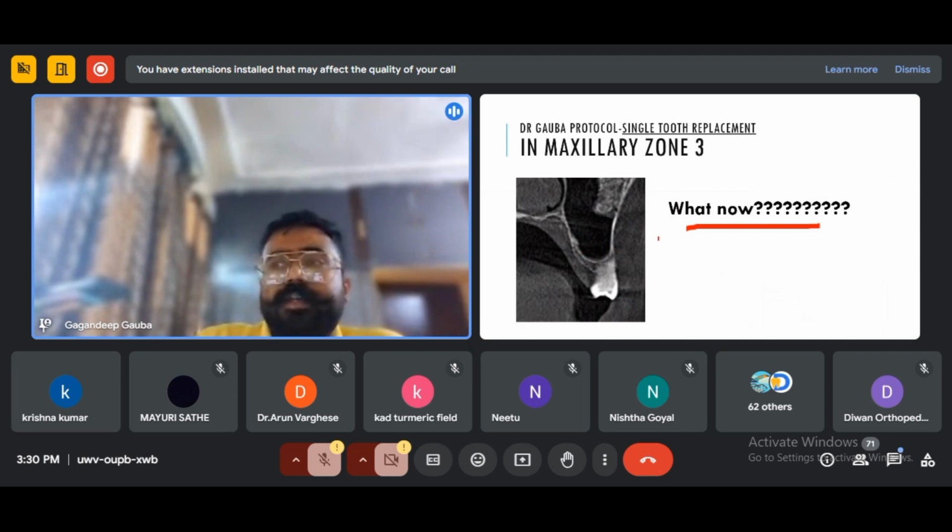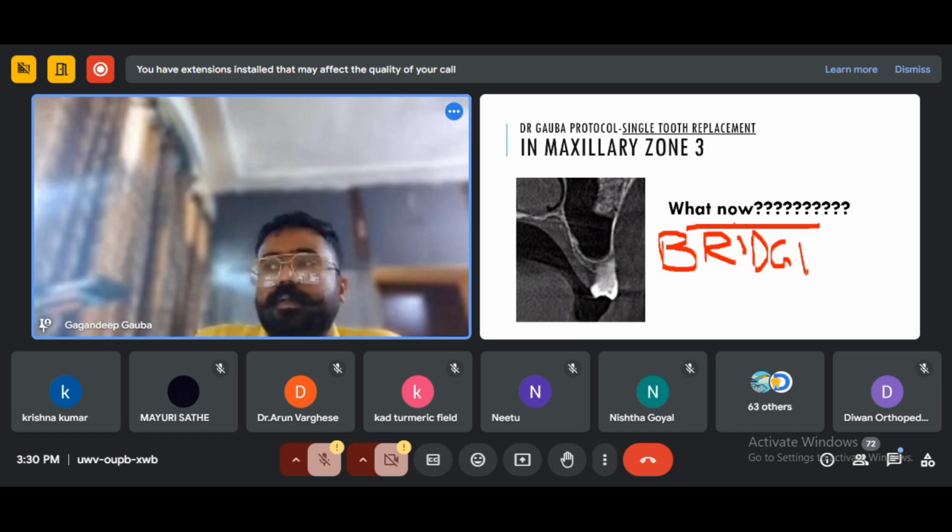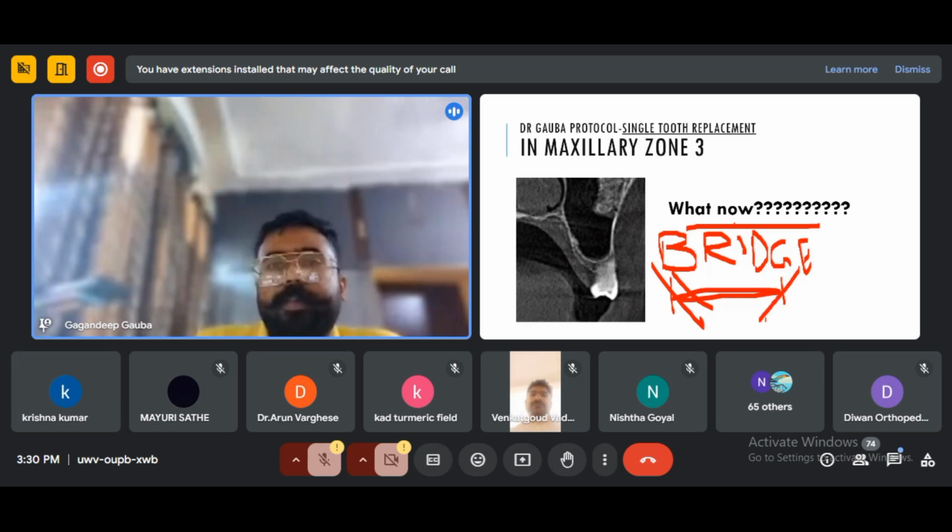In this case, there is only one option available, that is a bridge, or we can extend the edentulous span. Okay, we can extract the anterior and posterior teeth and convert it into a standard segmental repair, right? Any other questions till now?